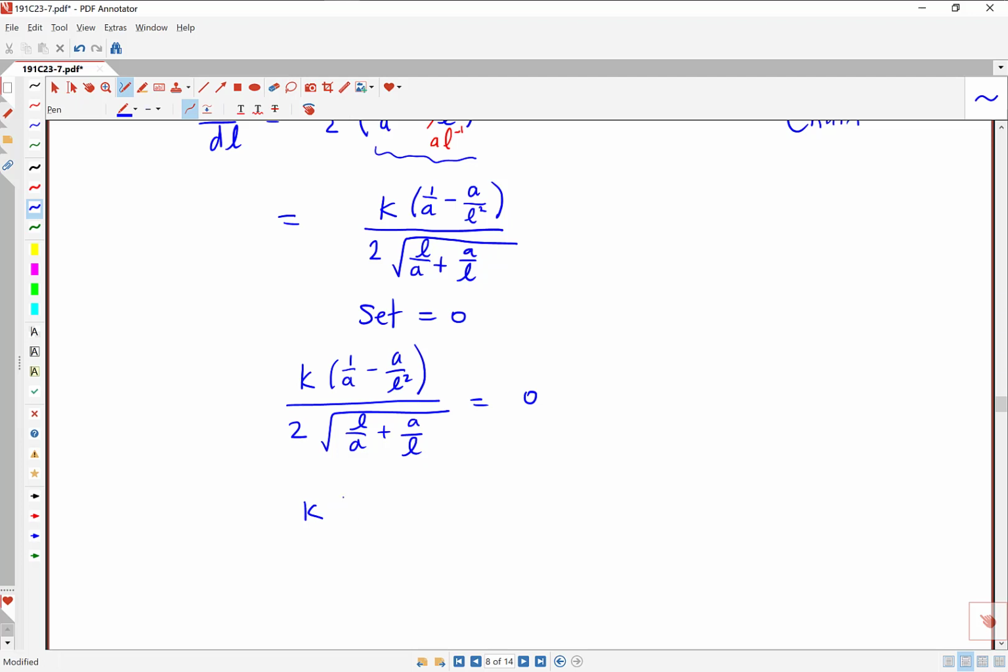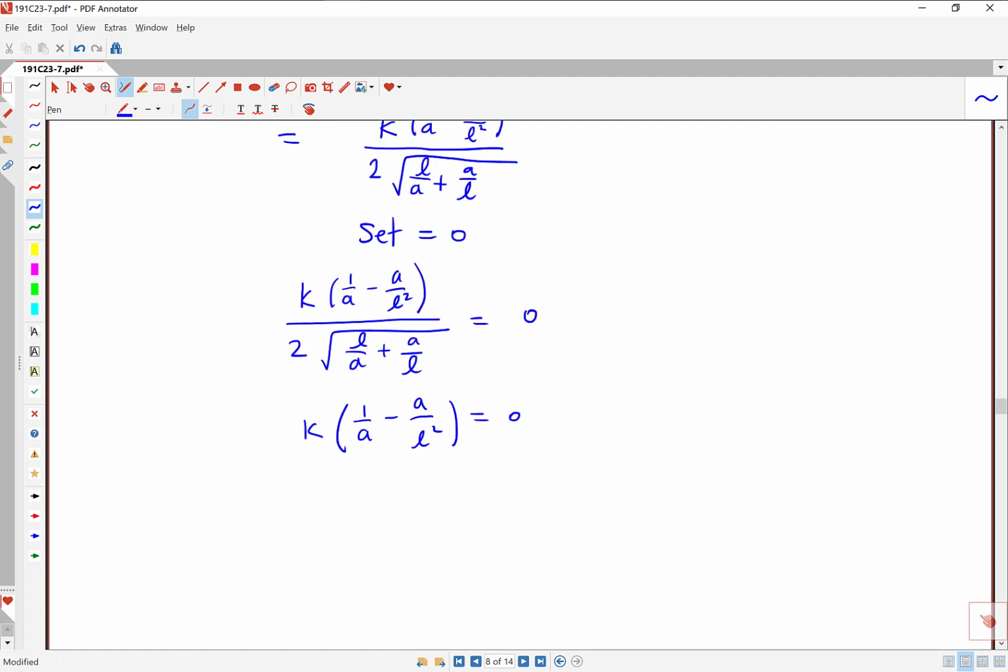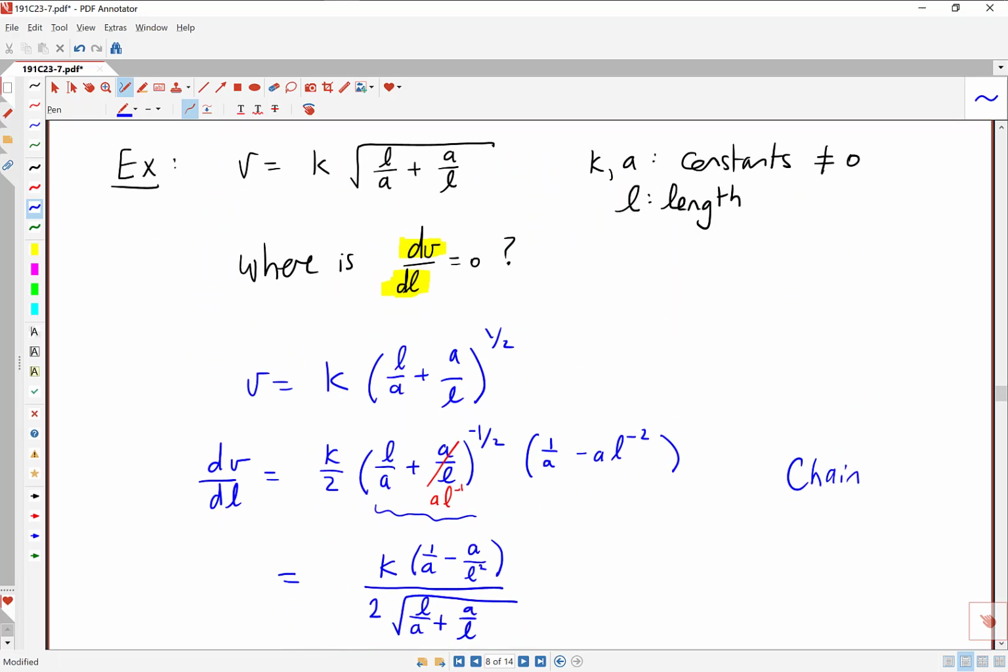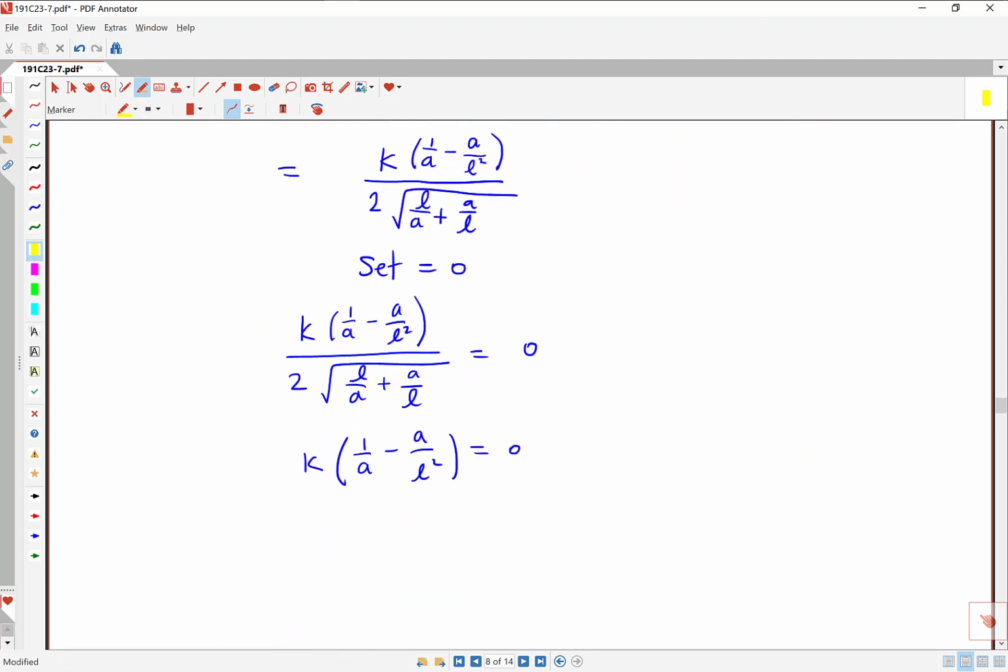We can just say, okay, that means that k times 1 over A minus A over L squared is equal to 0. And then as a next step, we would say, oh, well, this would be nice if we could divide through by k. Let's think about what we were told at the beginning of the problem. Well, k is a constant that's not equal to 0. So that means perfectly allowable to divide through by k. And we get 1 over A minus A over L squared equals 0.